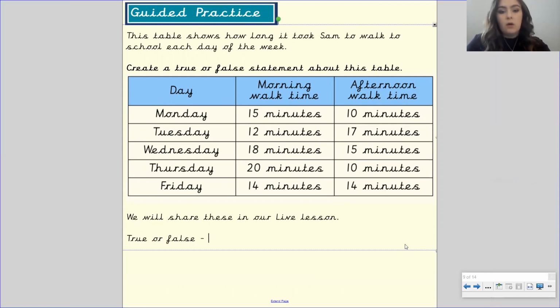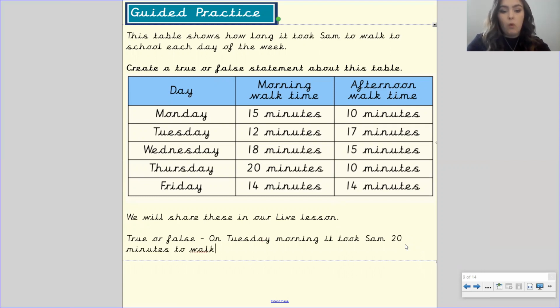On Tuesday morning, it took Sam 20 minutes to walk to school. So you could say something like that. So what I want you to do now is pause the video and have a think about some true or false statements that you could write about this table. So pause the video to do that now.